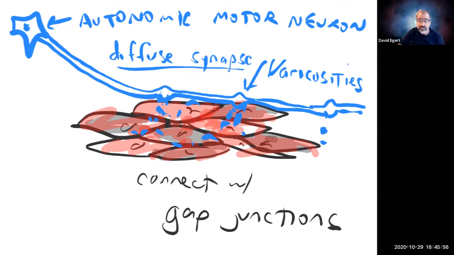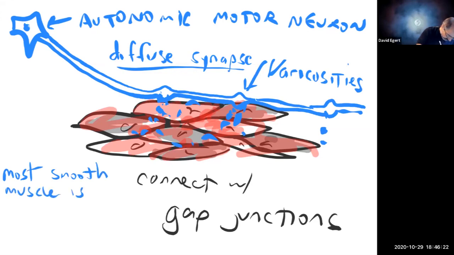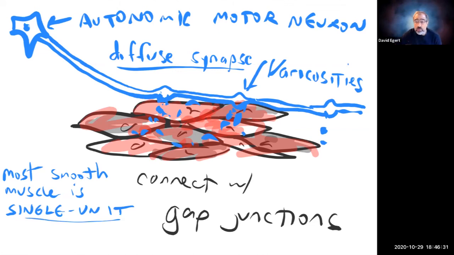Does that make sense? The thing I said in words, I'll write down in letters. Single unit, meaning there's no motor units. That is just one big group. You either activate it or you don't activate it.